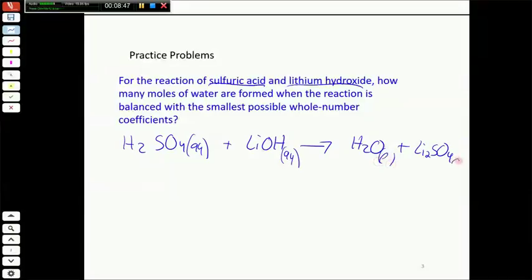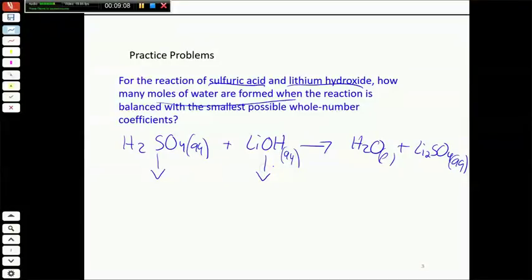And this one is a soluble compound. All lithium salts would be soluble, so it's not going to be one that forms a precipitate in this case. But really what the question is simply asking is how many moles of water are formed. So we don't even really have to write out the full balanced equation for this question, although it's good practice to do that.